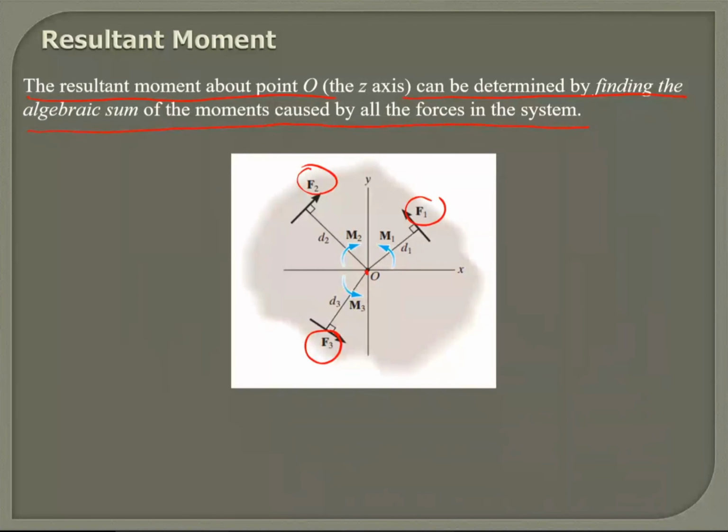Then it would be F1 times perpendicular distance D1. The rotation is counterclockwise, so the moment M1 will be positive. If you look at F2 and its distance, the tendency is to rotate clockwise. So my moment because of F2, my M2, will be negative. If I look at F3, with respect to O, the rotation is counterclockwise, so my M3 will be positive. Now I have to sum all the moments.